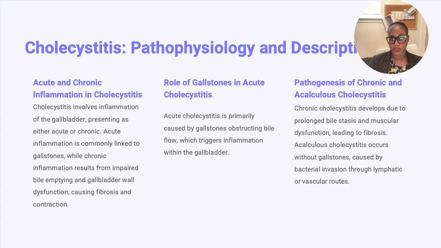And then pathogenesis of the chronic and acalculous cholecystitis. Chronic cholecystitis developed due to prolonged bowel stasis and muscular dysfunction, leading to fibrosis. Acalculous cholecystitis occurs without the gallstone, caused by bacterial invasion through lymphatic or vascular route.